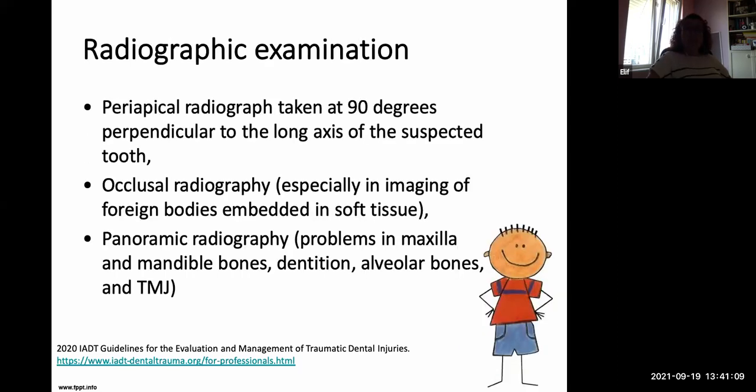During radiographic examination, we should take a periapical radiograph at 90 degrees perpendicular to the long axis of the suspected tooth. We may take an occlusal radiograph, especially if we are suspicious about foreign bodies embedded in soft tissue, or a panoramic radiograph, especially in situations that I mentioned before, such as problems in maxilla or mandibular bones, dentition, alveolar bones, and temporomandibular joints.